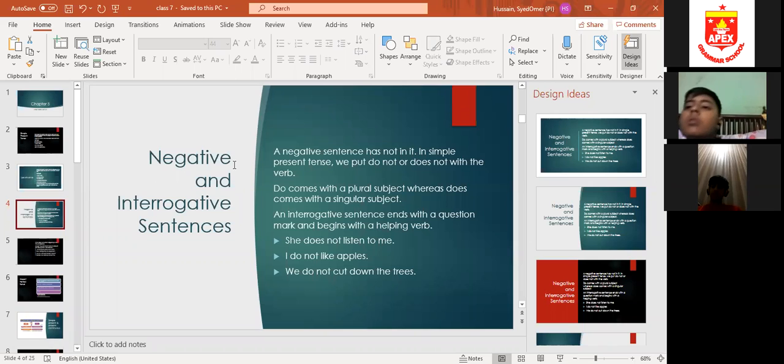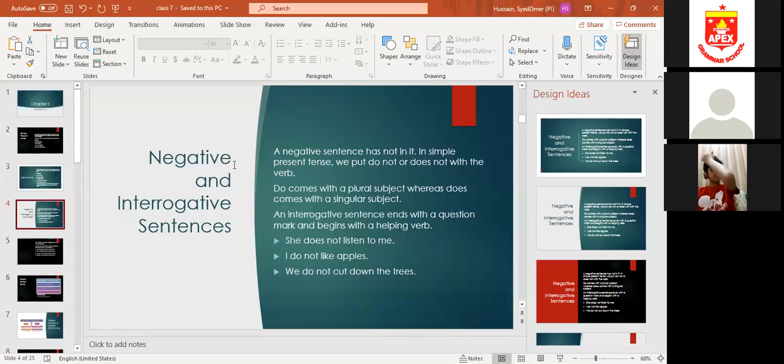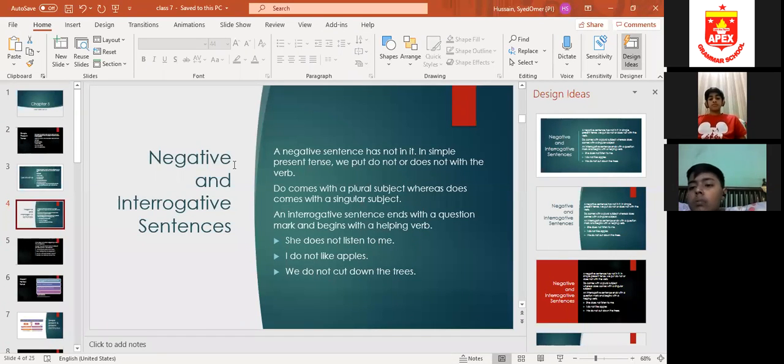Let us take an example. Hira writes a letter. Hira does not write a letter. Does Hira write a letter? So these are the three main formats: positive, negative, interrogative. Hira writes a letter. Hira is singular, so we have put s with write. Now change it into negative. There is writes, so it can give you a hint. If there is writes, it means we have to put does not. If there is write, then I have to put do not. So Hira does not write a letter.